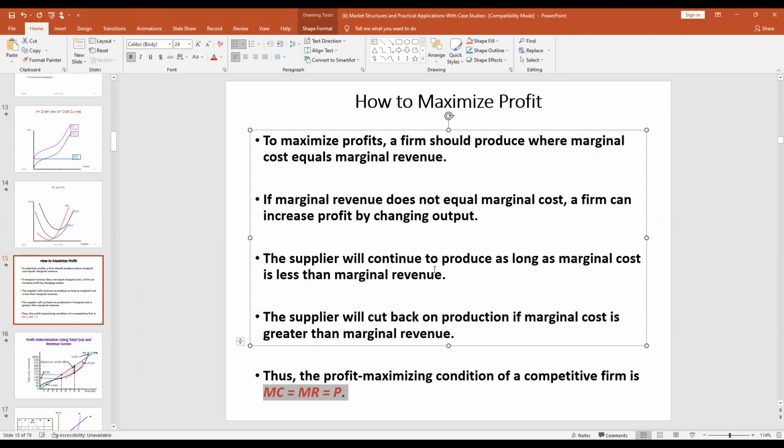Okay. Assuming we have a situation like this, I would like to add another one here. Let me do it. If we have this situation, what happens? Then what is the producer going to do? Basically, a producer is going to increase one unit. Then we can understand if the MC is greater than MR.